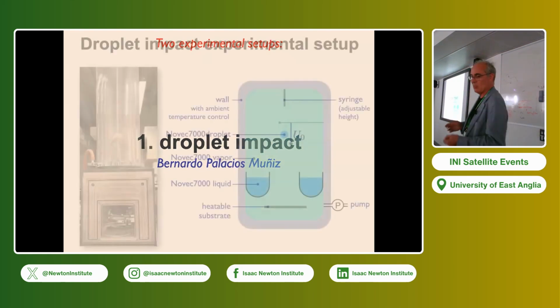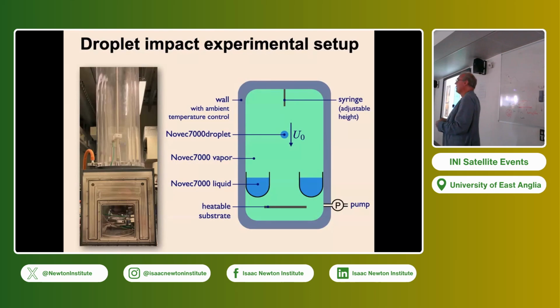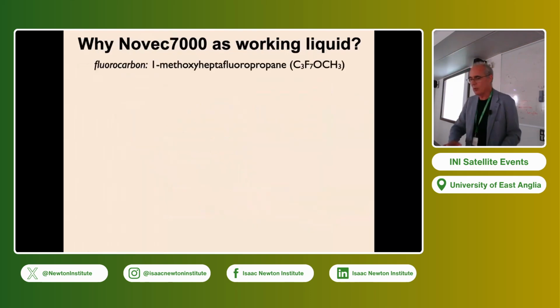This is the experimental setup that we have. We have a container that is completely isolated from its environment. We evacuate the container. We can control the temperature inside the container through the walls. Then we fill in a liquid with a low boiling point, Novec 7000, and let it evaporate. Then we have a liquid in equilibrium with its own vapor, and we do impact experiments.